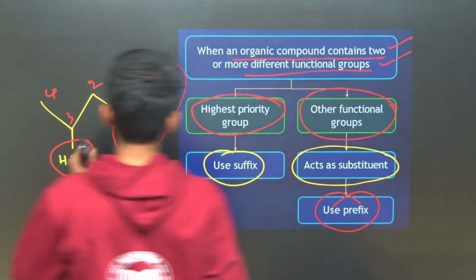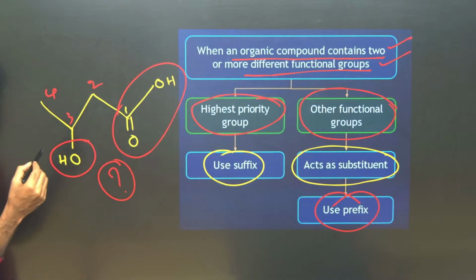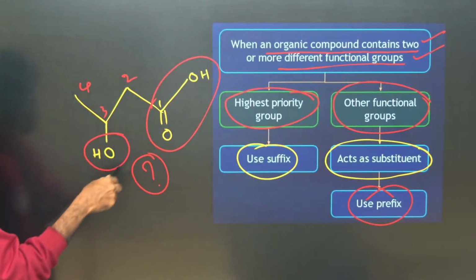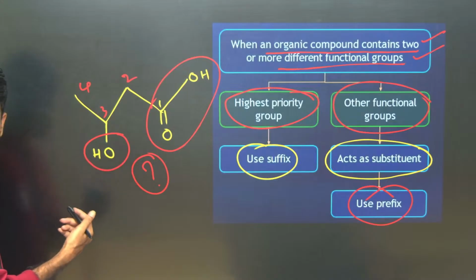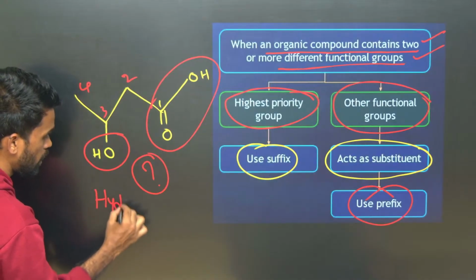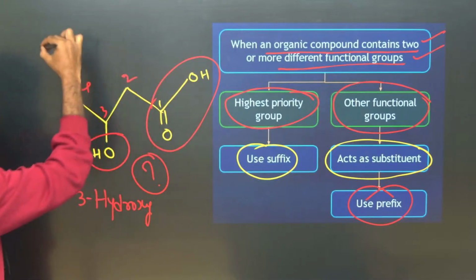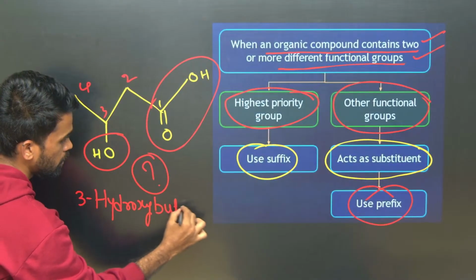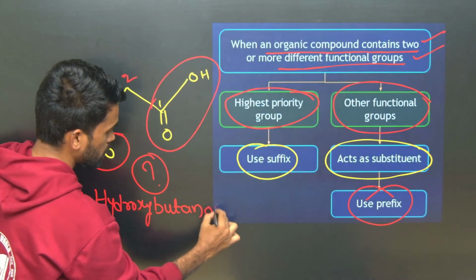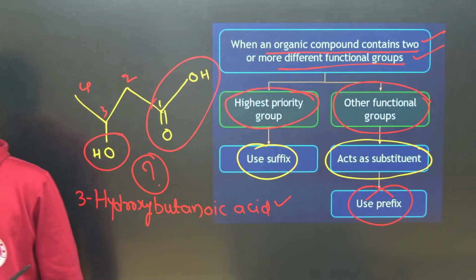So now tell me, what is the name of this compound? 1, 2, 3, 4 carbons are there. At the third position, what do we have? An OH group. What is the prefix for OH alcohol? Hydroxy. 3 hydroxy. Next, 4 carbons means butane. What is the suffix for carboxylic acid? Oic acid. Butanoic acid. That's it, this will be the name. Clear? Right. Next.